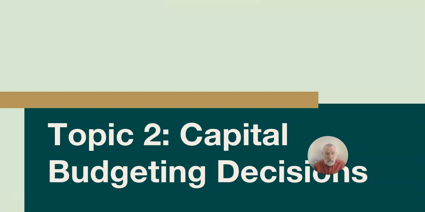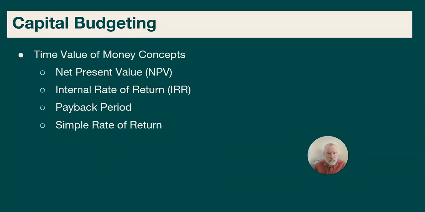Topic 2, capital budgeting decisions. Some of the most important decisions managers face are these long-term investments, like purchasing new equipment or expanding facilities, maybe launching a new product or upgrading technology. These are capital budgeting decisions, and they shape a company's future for the years to come. Because these projects require large sums of money and carry significant risk, managers need systematic tools to evaluate them.